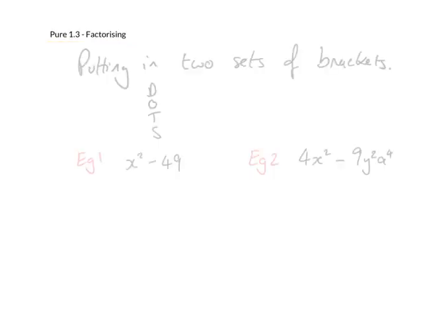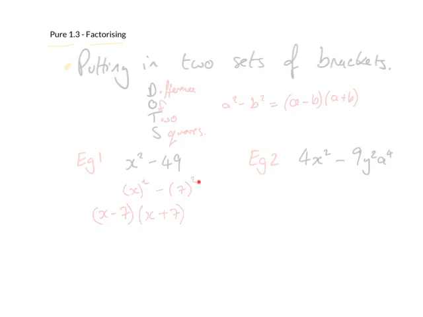Okay, the next skill is putting in two sets of brackets using DOTS. We're still doing Pure 1.3, factorizing. So DOTS, of course, stands for difference of two squares. There's an equation we can use to remember it, and it's appearing on the screen. We can hear this verbally as well: the difference of two squares, which is what you see on the left-hand side, is equal to the product, which is what you get when you multiply two things, of their sum and their difference.